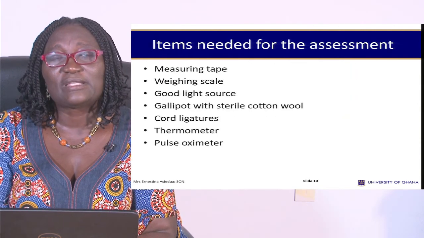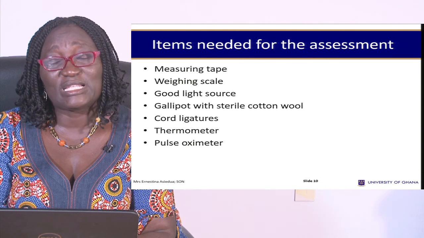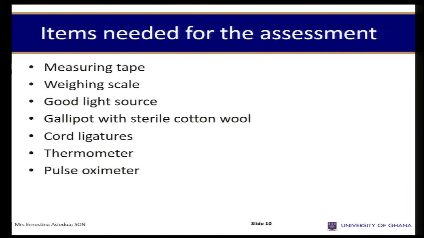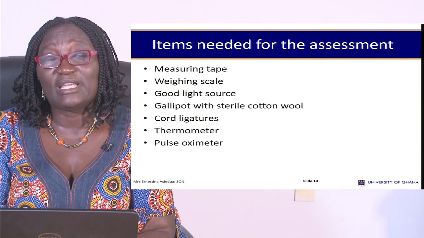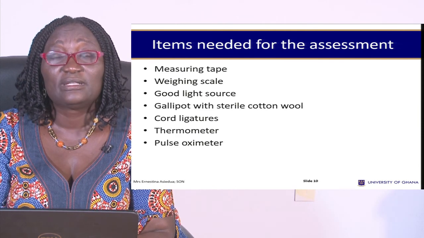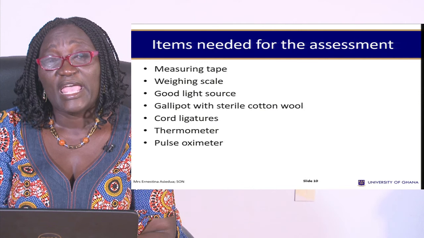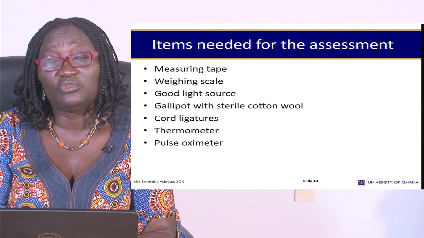If you want to do assessment of the newborn, these are some of the things you will need. Measuring tape. You want to measure the various circumferences from the head. Some measure abdominal girth, though it's not routine. You want to measure the length, the chest circumference. So it's important that you get a measuring tape on your tray.